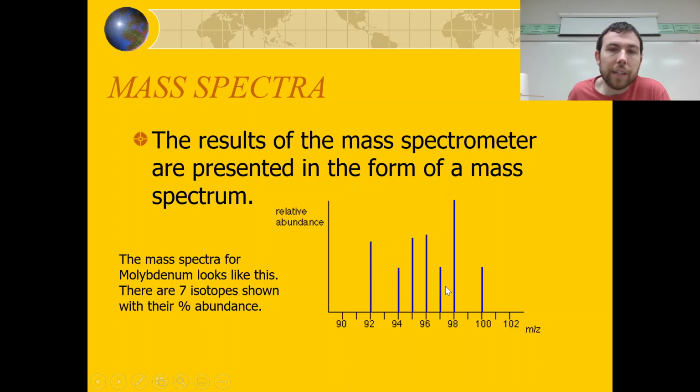Now, based on this, if we look at the mass spectra data, what we can determine is, all right, there are 1, 2, 3, 4, 5, 6, 7 different isotopes of molybdenum. And then we can use the relative abundances to figure out what the actual, or what the average atomic mass is for molybdenum as a whole.